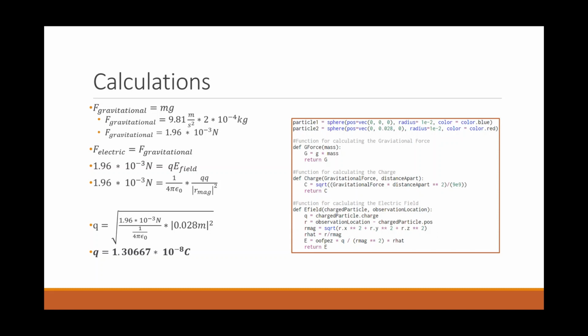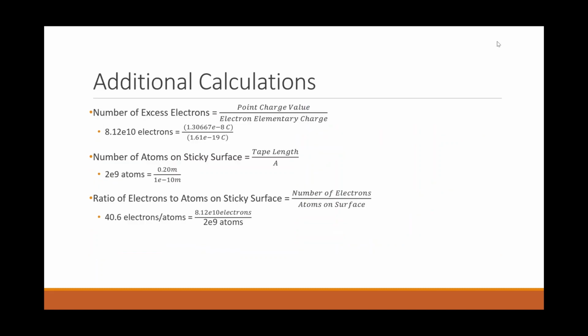To the right is some of my GlowScript code that I used to create my computational model. Some of my additional calculations were that the number of excess electrons is equal to point charge value over electron elementary charge. That came out to be 8.12 e10 electrons. The number of atoms on the sticky surface of the tape was equal to tape length over atom size. That was 2e9 atoms. The ratio of electrons to atoms on the sticky surface came out to be 40.6 electrons to the atoms on the sticky surface.